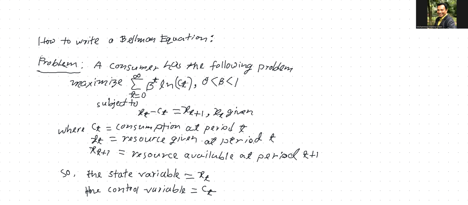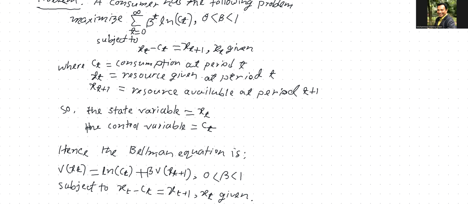And these variables are defined as follows. C sub t is consumption at period t. X sub t is the resource given at period t. X sub t plus 1 is the resource available at period t plus 1. So we can easily see that the variable that is given is x sub t, the resource that is available at period t. This is the state variable, the variable that is given at the initial state. That is called the state variable.